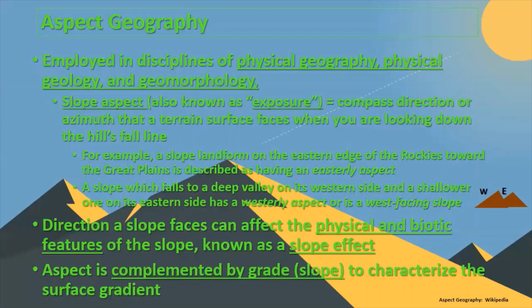So the direction a slope faces can affect the physical and biotic features that are exposed on the slope. This is known then as a slope effect in ecology. And the aspect is also complemented, or paired up, with another consideration, and that's the grade of the slope. How much does the slope slope? That's very important too, so surface grade.